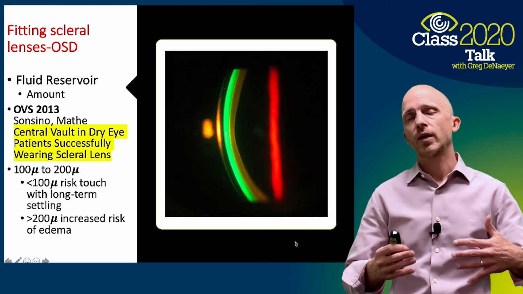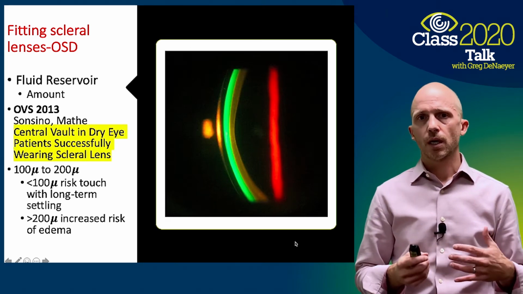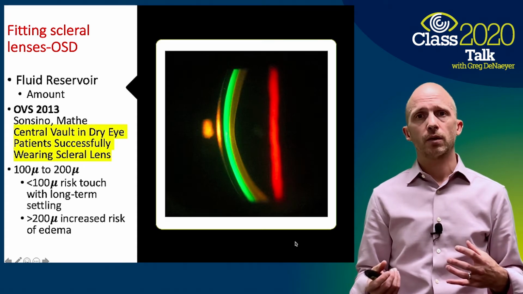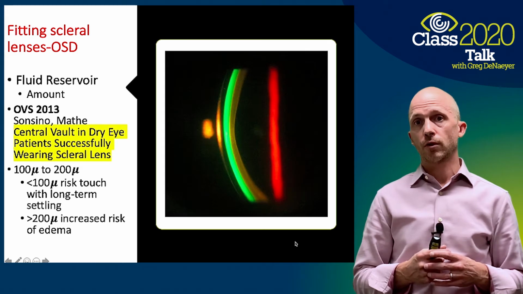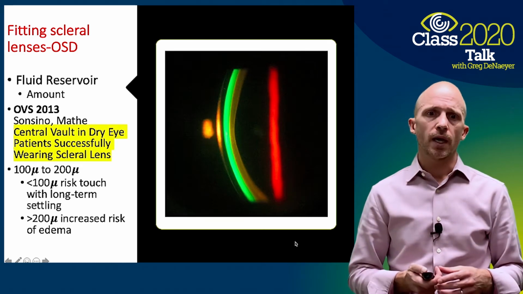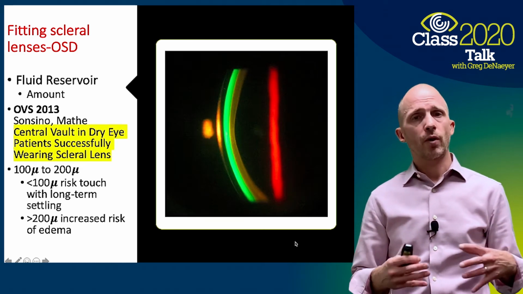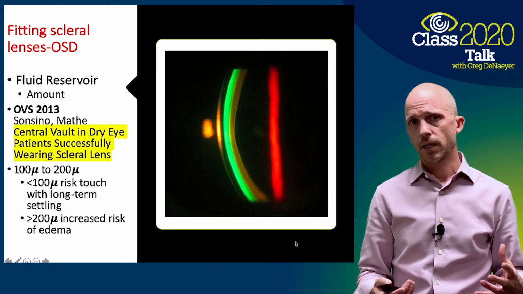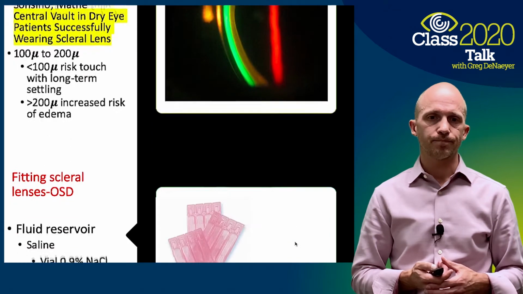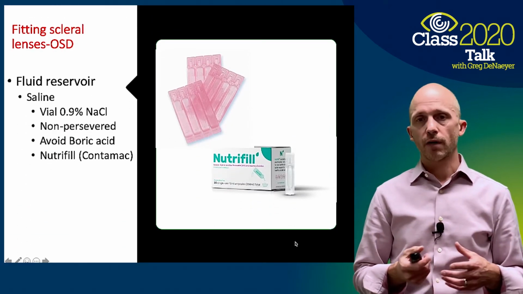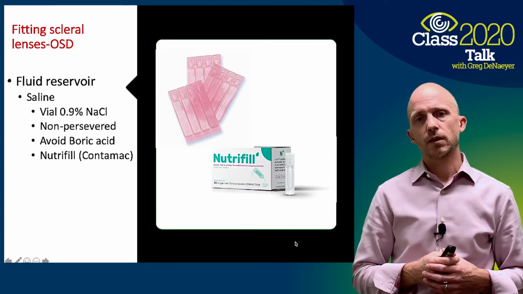We want to be careful about going less than 100 microns because of potential long-term settling, and we don't want these lenses to eventually settle and bear onto the corneal surface, which is already compromised. And then we want to be careful about going more than 200 microns because that, of course, decreases transmissibility of oxygen to the cornea. What about filling the scleral contact lenses with solution?